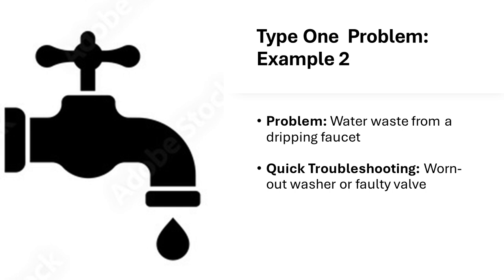Some problems are easy to identify. The examples we just went over represent easy-to-solve problems. Through some basic troubleshooting, we can identify the problem and move forward with the solution. These are Type 1 problems. They're easy to spot, and you can often solve them on your own or on the go.